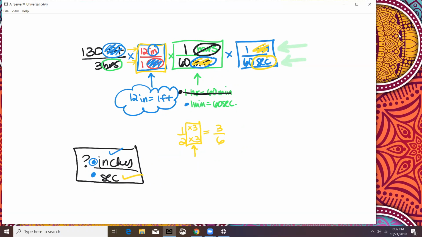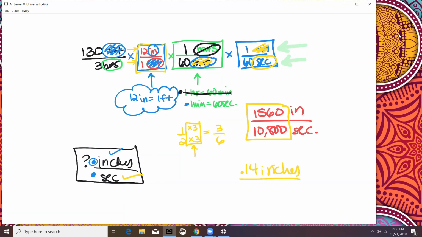I have 130 times 12 times 1 times 1, which is 1,560, and I have inches on top. And then on the bottom, I have 3 times 1 times 60 times 60, which is 10,800, and that is seconds. Now I'm going to simplify this part right here. 1,560 divided by 10,800, and you end up with about 0.14. I'm going to round it to 0.14 inches per second.